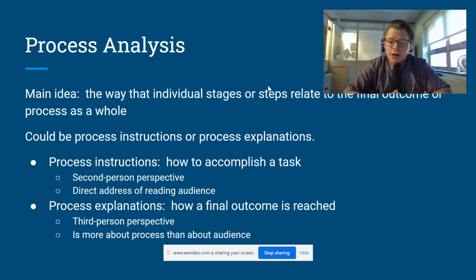Process instructions are the ways of explaining to someone how to accomplish a task. This is second person perspective. This is a direct address to the reading audience. Think of these things like instructions.